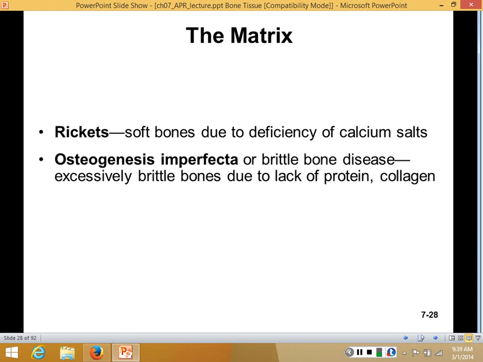Osteogenesis imperfecta, guys, is a little bit different. It's called brittle bone disease. That's when your bones really break under stress or they fracture when there's stress applied to them. That's when you don't have the protein. Without protein, a bone is excessively what? Brittle. Okay? So you've got a collagen deficiency going on here.